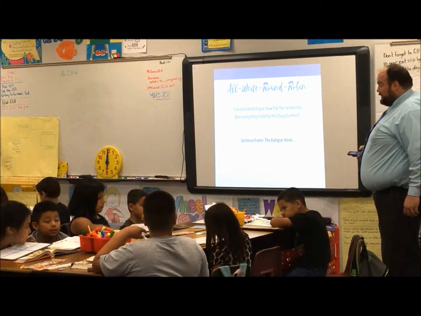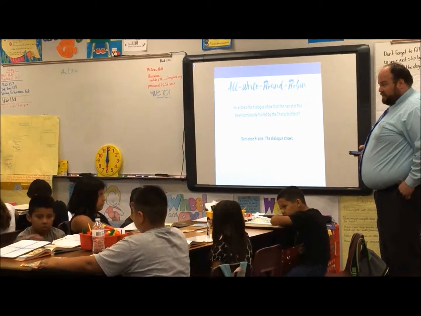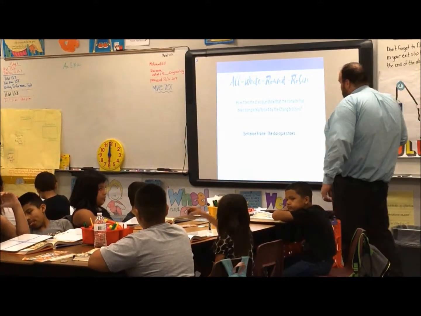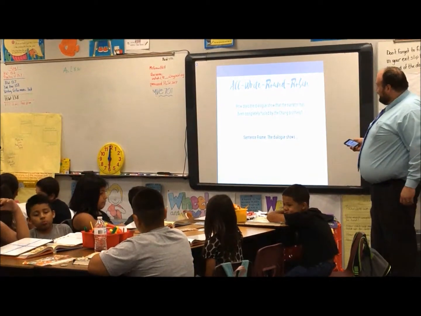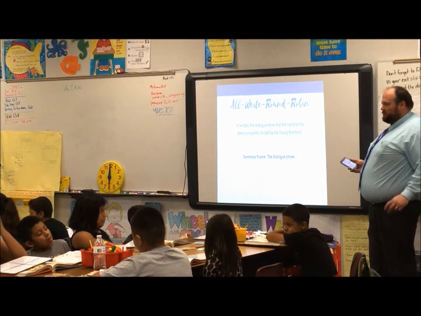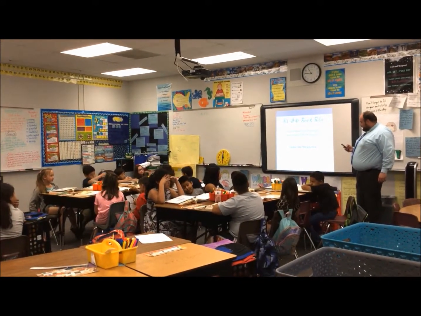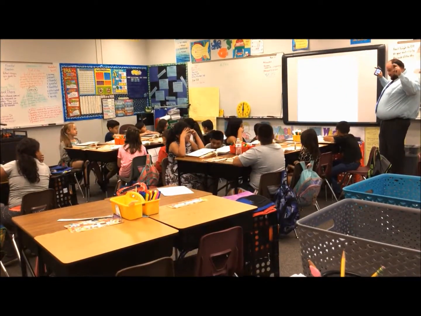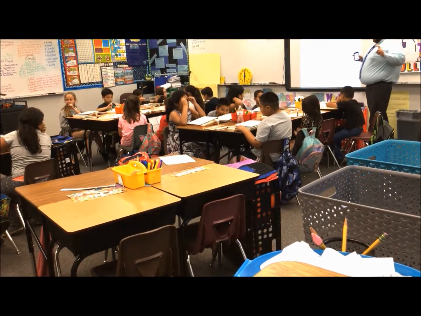So my question is, how does the dialogue show the narrator has been completely fooled by the Chang brothers? What is dialogue? Do you guys remember? It's when people are talking. When a person is talking, how do you know when a person is talking? You'll see quotation marks. So you're looking for stuff that is said by the characters, okay?